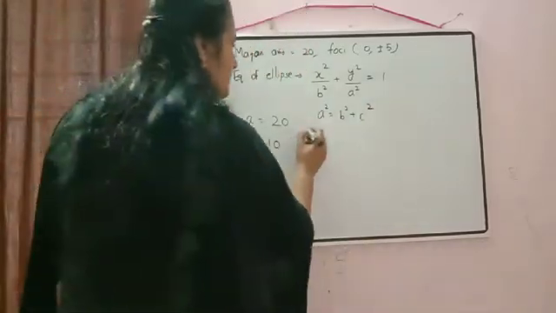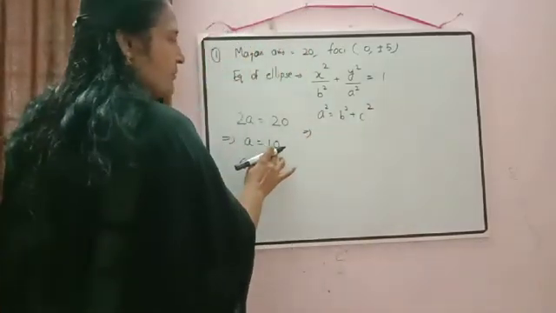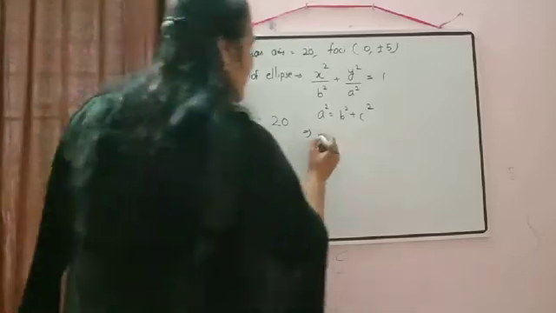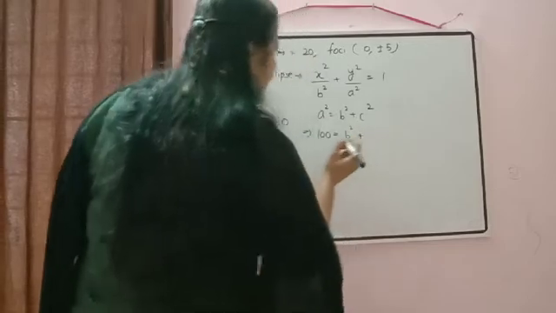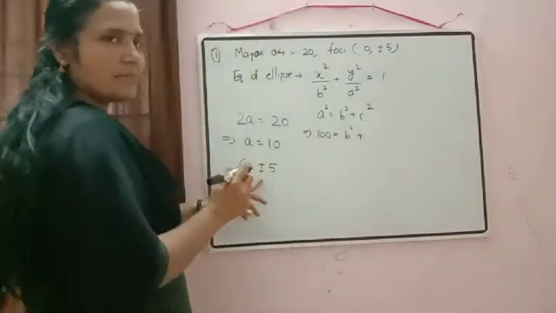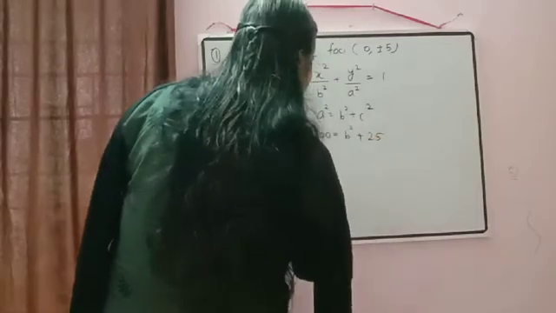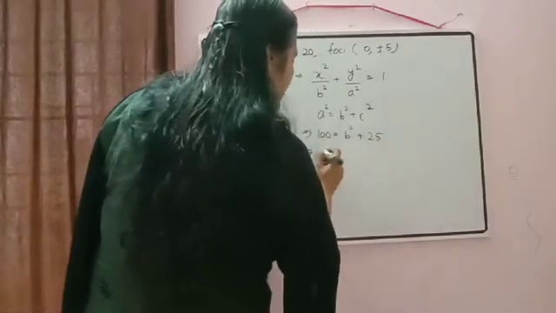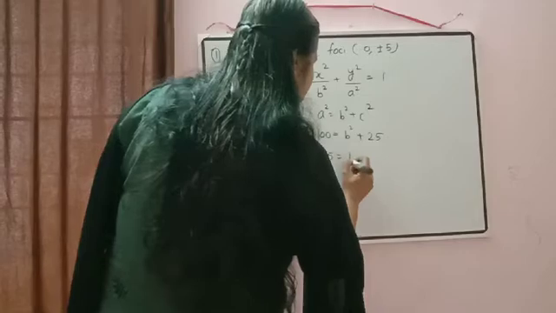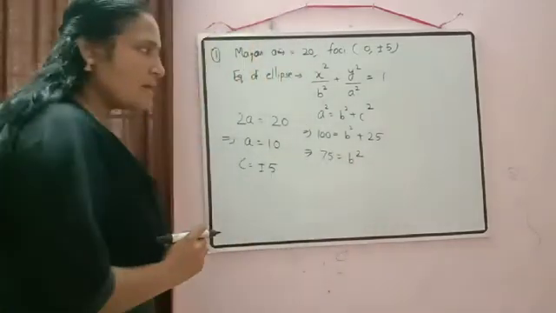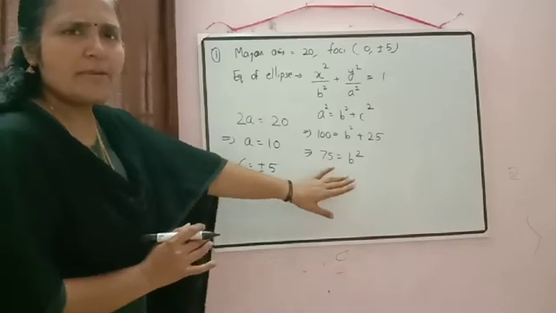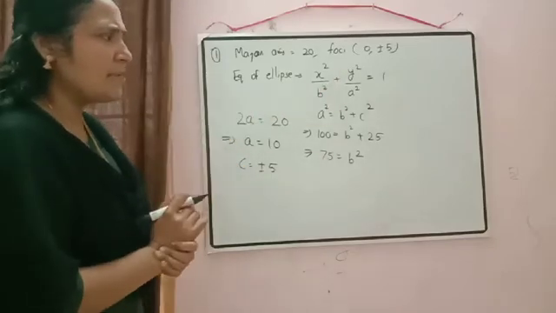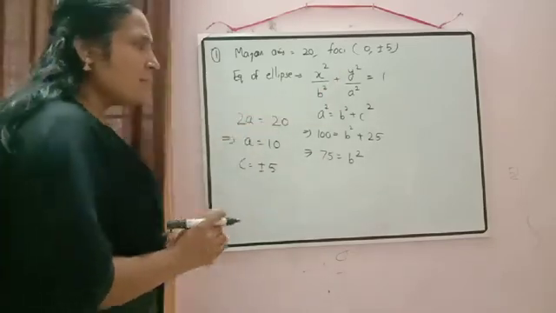Now just substitute the value. a is equal to 10, so a square will be equal to 100. b square we have to calculate. c is equal to plus or minus 5, so c square will be equal to 25. So 100 minus 25 will be equal to 75. So we got here b square is equal to 75. Don't calculate b, because in the equation of ellipse we need the value of b square only.